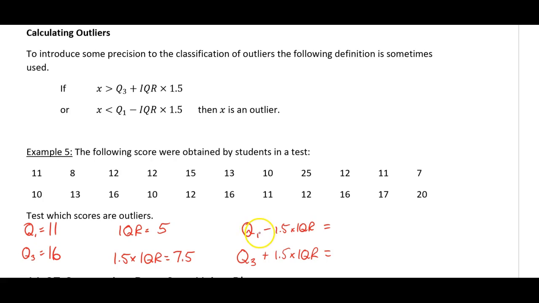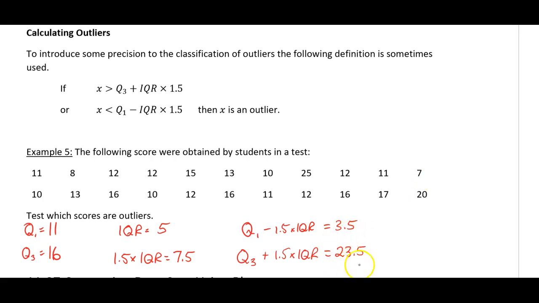So Q1 minus 1.5 times the interquartile range is 11 minus 7.5, which is 3.5. Q3 plus 1.5 times the interquartile range is 16 plus 7.5, which is 23.5. So this tells me now anything below 3.5 is an outlier. Have we got any scores below 3.5? No, we don't. I think 7 might be the lowest score, but I can't see any 1s, 2s, or 3s. So we don't have any outliers at the bottom end.